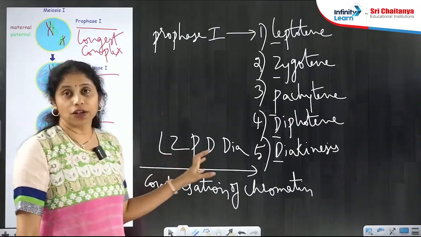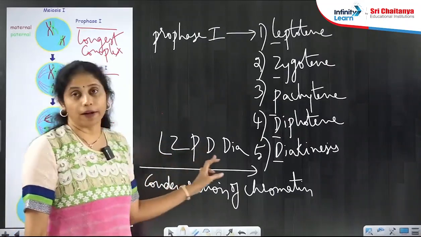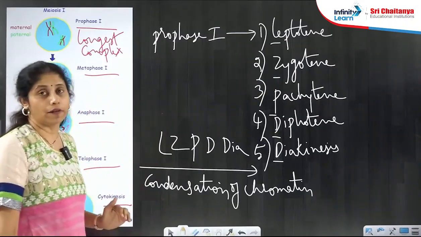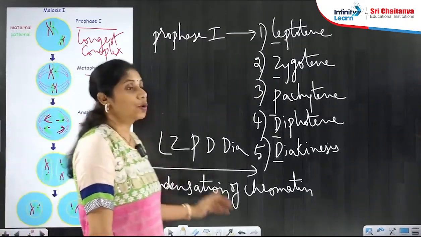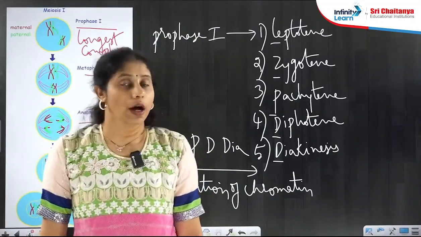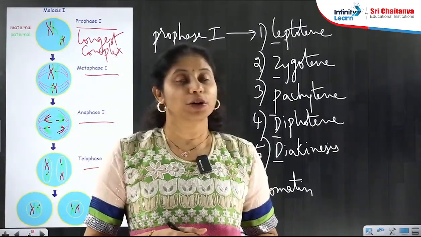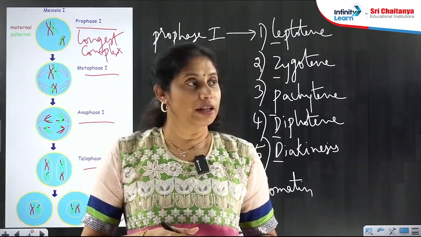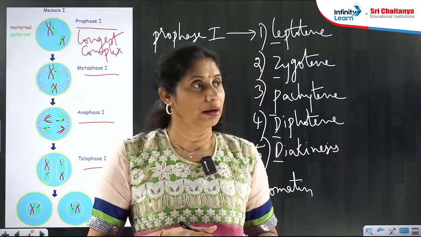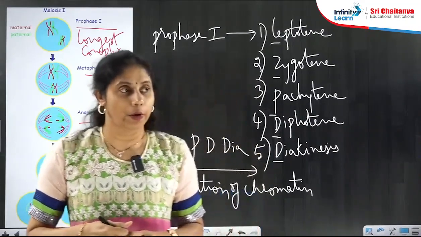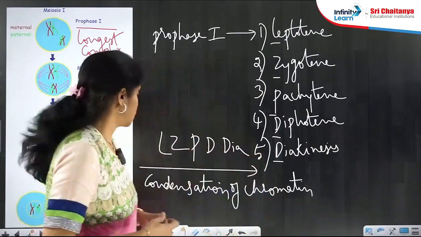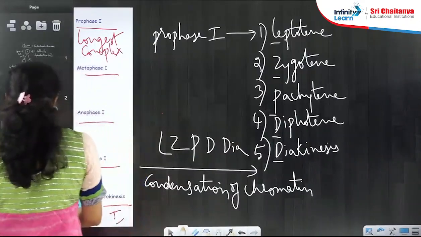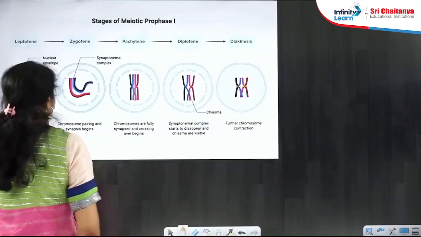So what are the major changes that will happen in these 5? Let us see the first prophase 1, later we will proceed to the metaphase 1, anaphase 1 and telophase 1. So what are the subphases of prophase 1? After that mnemonic also, please do remember the stage names: leptotene, zygotene, pachytene, diplotene and diakinesis. Very good. Now let us proceed to the events of this prophase 1, how it happens.